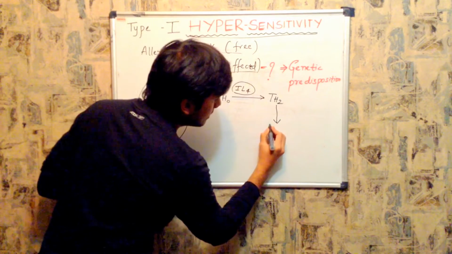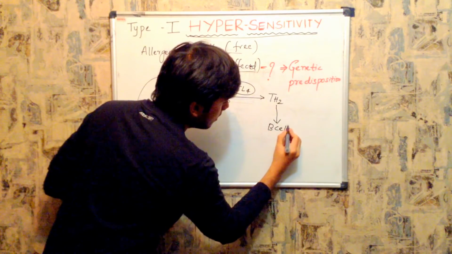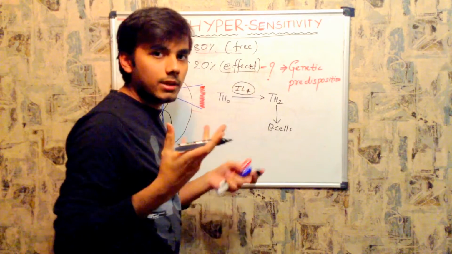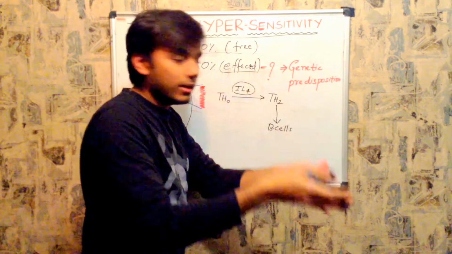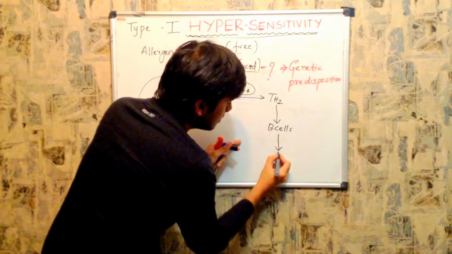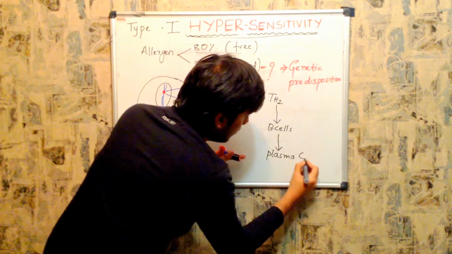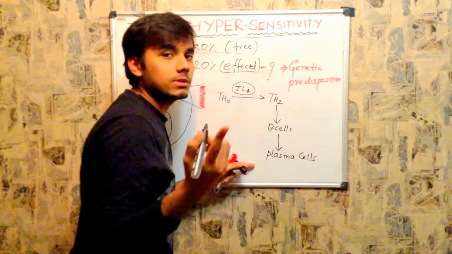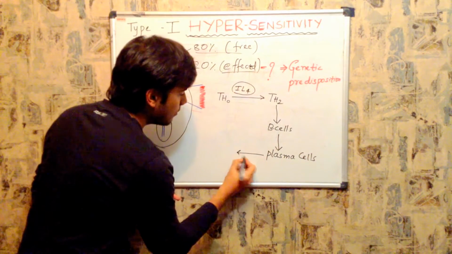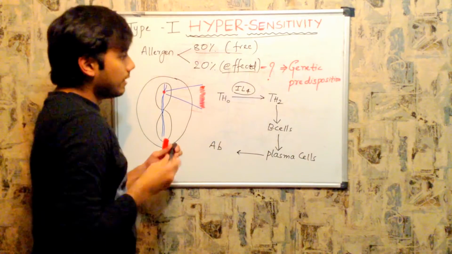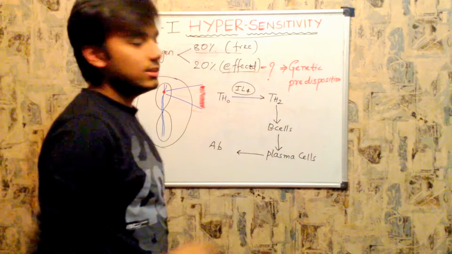activates your B cells. B cells are nothing but B lymphocytes. What happens when the B lymphocytes are activated? They convert into plasma cells. What is the main function of plasma cells? Release of antibodies. Now, what exactly is genetic predisposition?